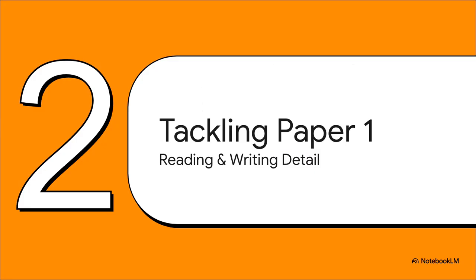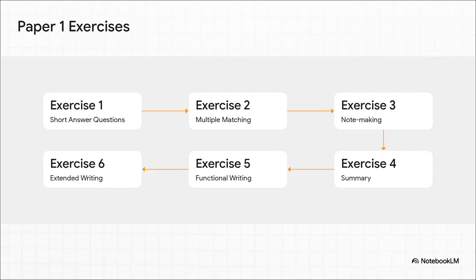Okay, so since paper 1 is the clear heavyweight champion here, let's give it the attention it deserves. We're going to break this thing down exercise by exercise so you know exactly what's coming at you during those 2 hours. Think of paper 1 as a bit of a marathon, made up of 6 different exercises. It cleverly starts you off with reading comprehension, and then it smoothly transitions into testing your writing skills. So let's walk through each one step by step.